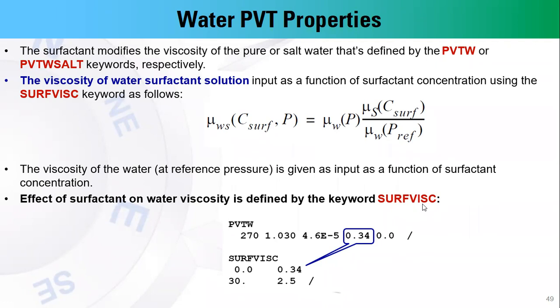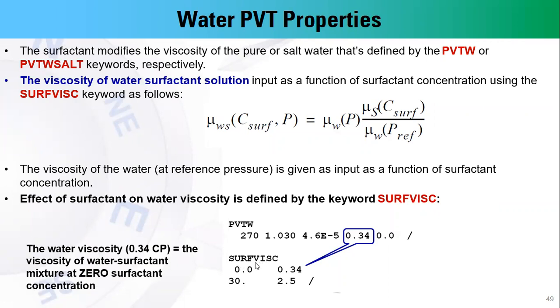So in the Eclipse data file, we have this keyword, SURFVISC, which is surfactant viscosity. And in this keyword, this is PVTW, which is the PVT of water. This value is the water viscosity. But back to this keyword, which is surfactant viscosity, it's equal to the viscosity of water at 0 surfactant concentration. But at surfactant concentration 30, this is the corresponding viscosity of this solution.